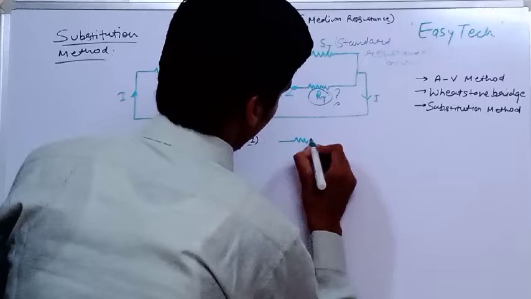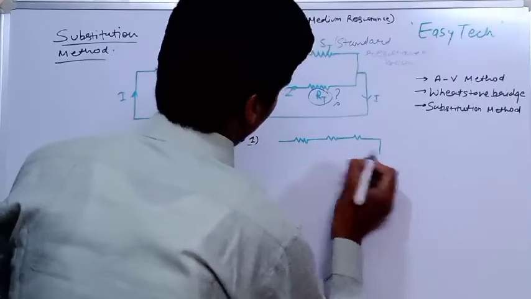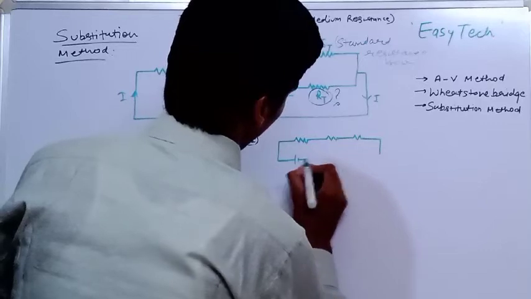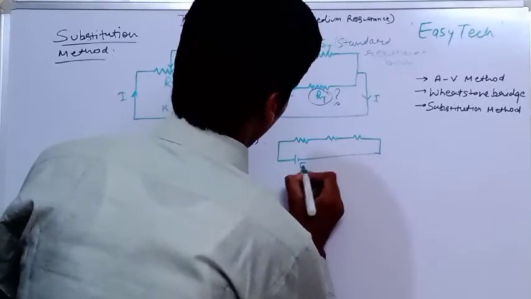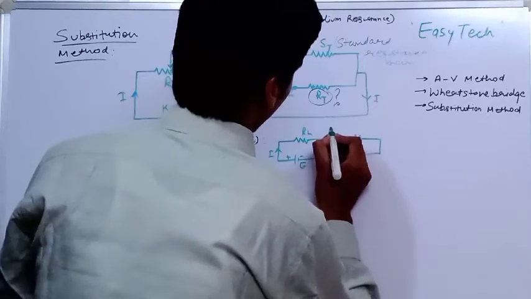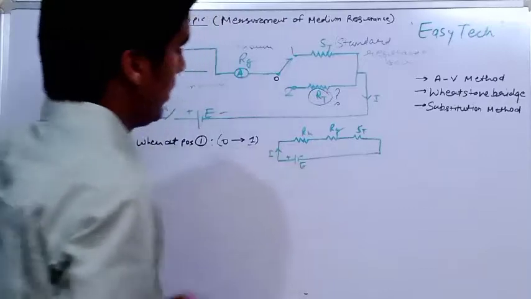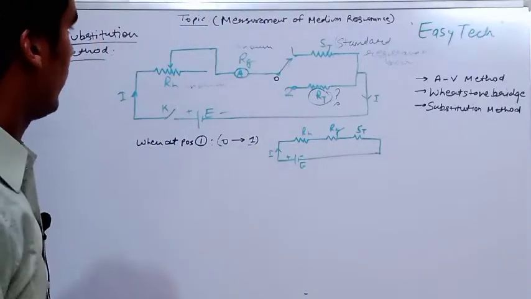This will be the rheostat value, this will be RG value, and this will be ST value. So here this will be E value. So plus minus color will flow like this. This will be the rheostat value, this will be the RG value, and this will be the ST value. Okay, so this will be the circuit like this.